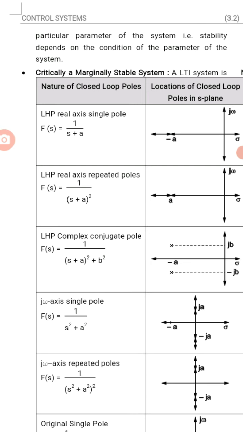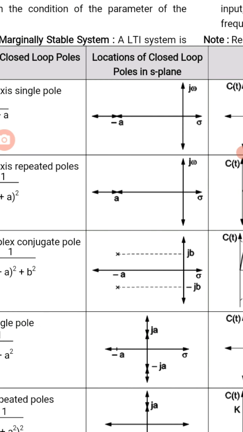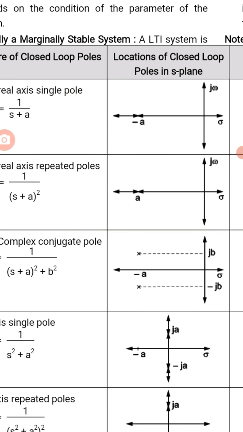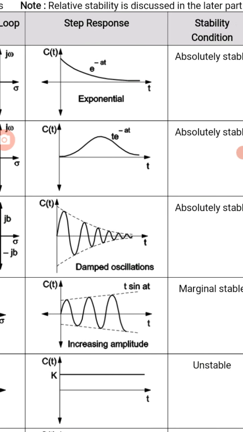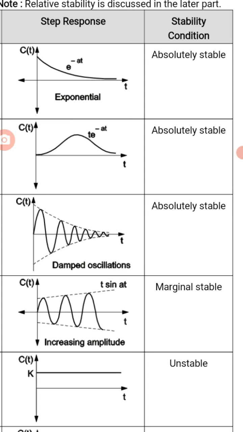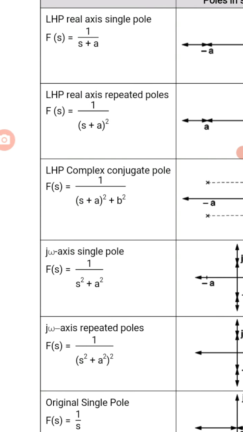Left hand side pole on the real axis, if it is double, 1 upon (s plus a) squared, s equal to minus a, lying on the left hand side as a double pole, then the system output is absolutely stable as given in the figure. So this is a stable output. I am considering the output, I am not saying it is input. This F(s) is related to the output C(s).